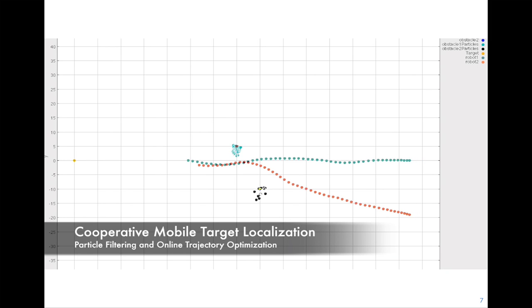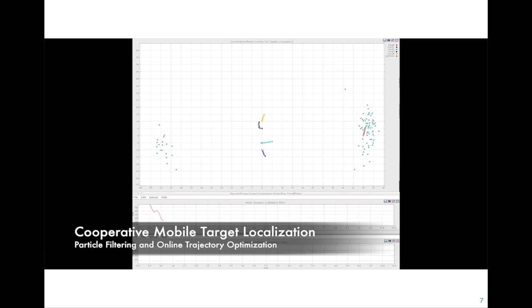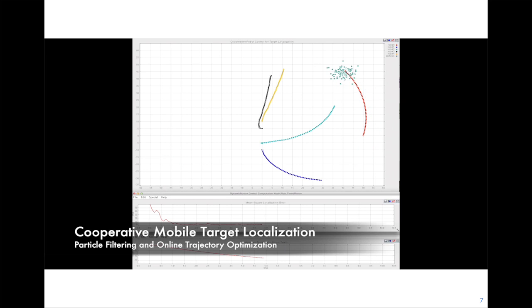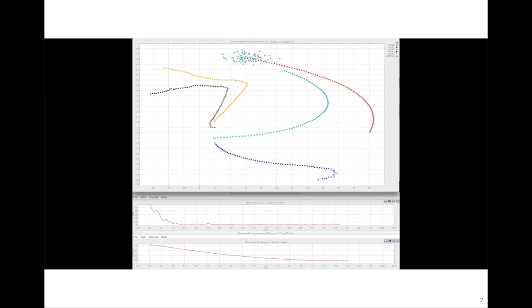Another application that we're considering is cooperative mobile target localization, where we have a team of robots which are trying to localize a mobile target as well as to approach it. And the trajectories, the paths of the robots are being planned collaboratively on the fly.